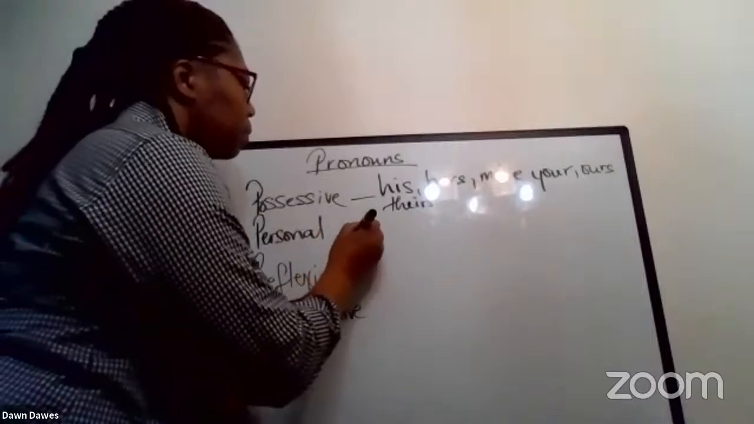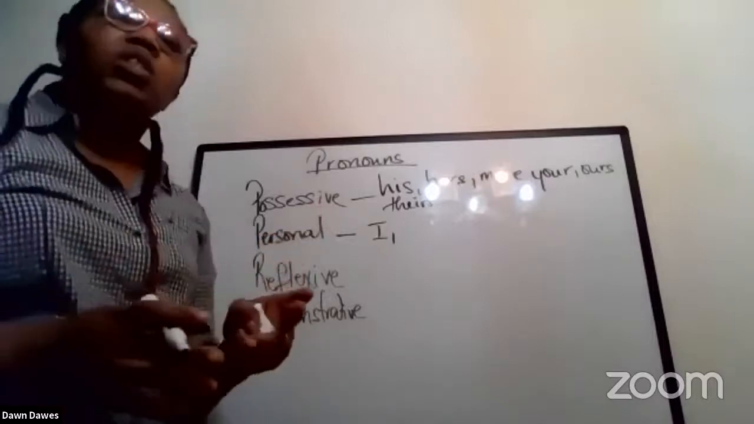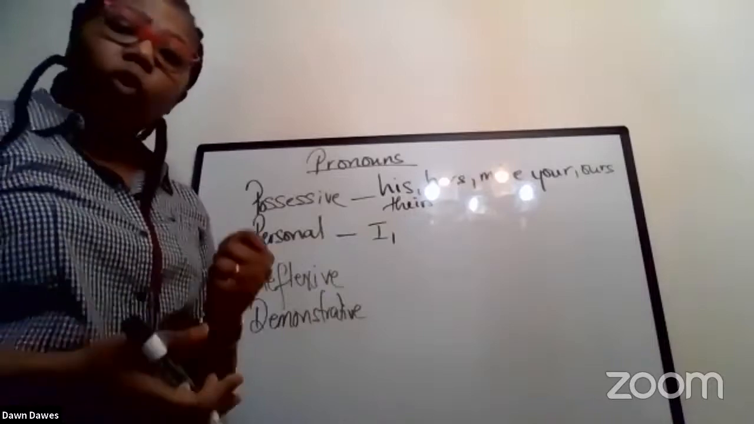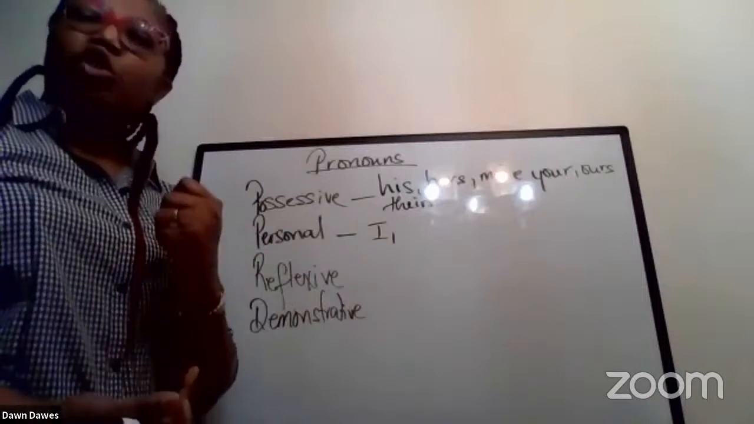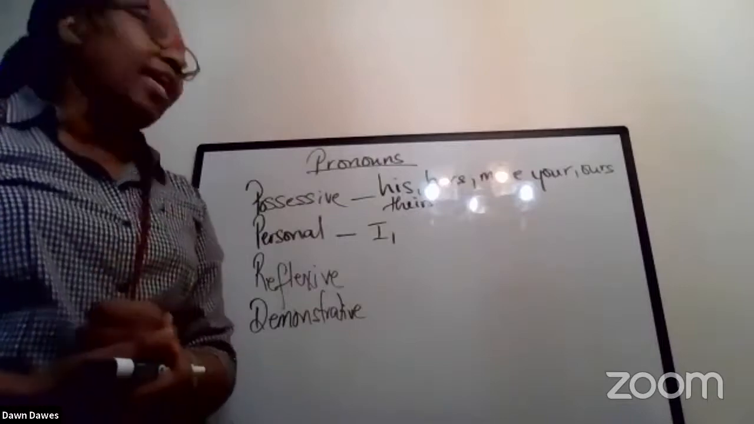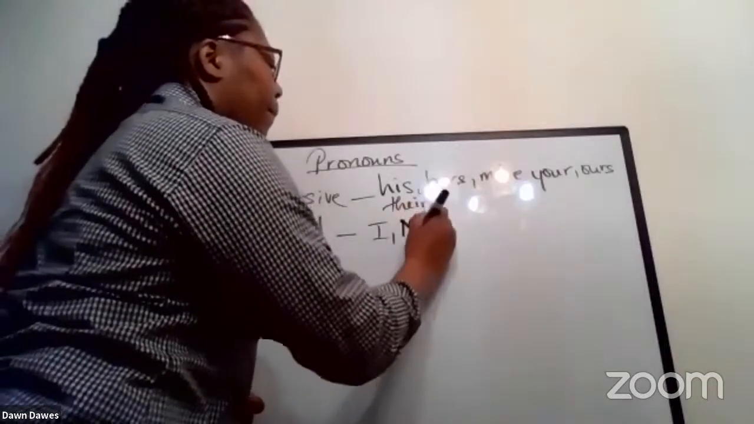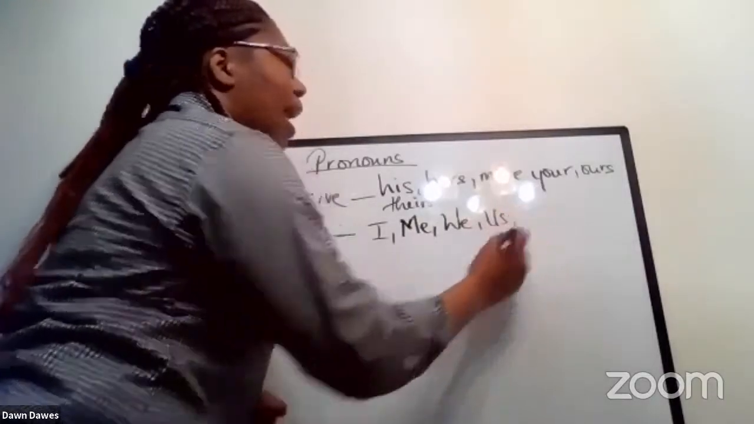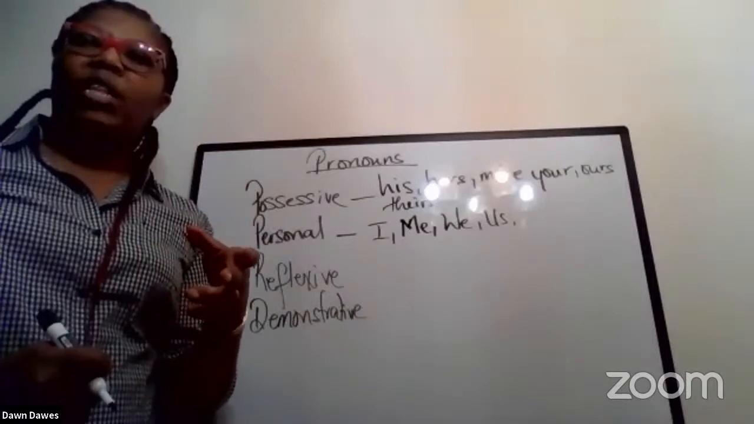Then we look at personal pronouns. I, first one, the most dominant one. And I will reiterate, whenever we're writing and we're using the personal pronoun I, it should always be capitalized. Once it stands alone, it should always be capitalized. So personal: I, me, we, us.